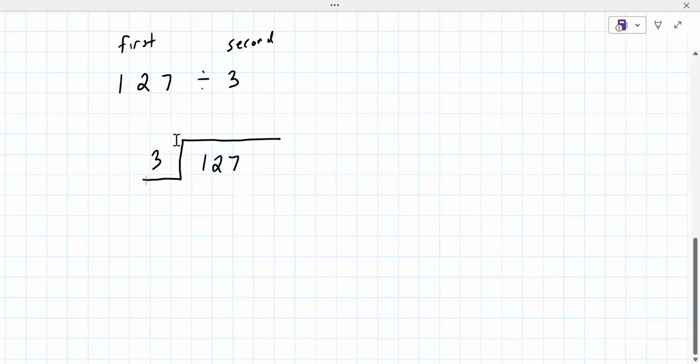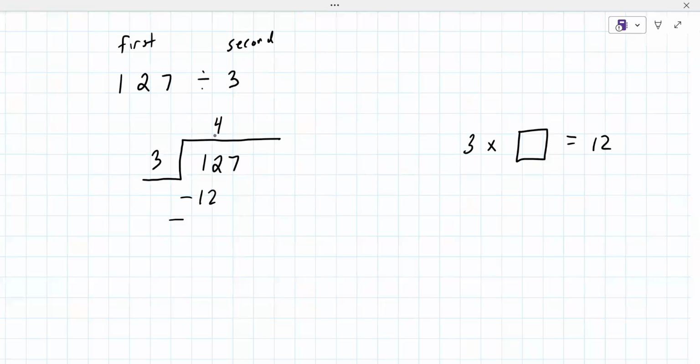Now, does 3 go into 1? No. Does 3 go into 12? Yes. Okay, how many times? 3 times what number gets you to 12? 4. Now, does the 4 go above the 1 or above the 2? Above the 2. That's correct. Excellent. 4 times 3 is 12. You subtract. What is 12 minus 12? 0. And so you bring the 7 down.